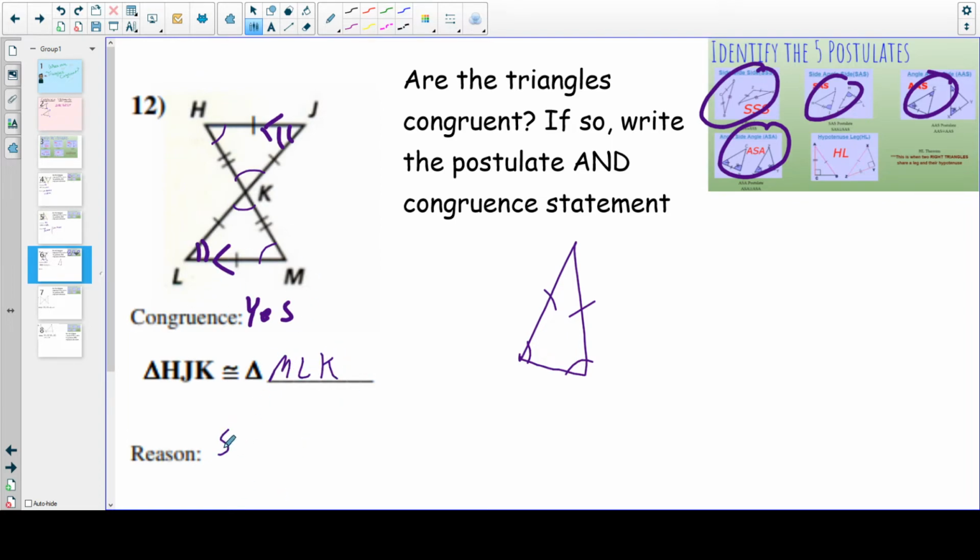And you can use side, angle, side, you can use angle, angle, side, and you can also use angle, side, angle. All right, let's move on.